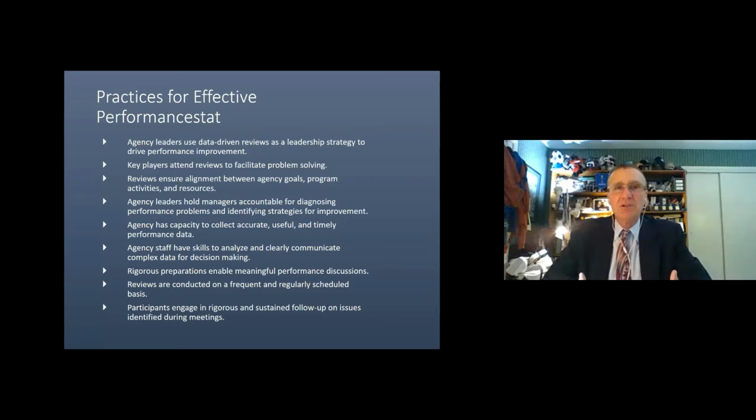First, as I've mentioned a couple of times, leaders are using it as a leadership strategy to drive performance improvement. If a leader doesn't want to use it, they can't staff it out. It can't be successful that way. They need to actually be personally invested in it. They make sure that they have all the key players at the meeting. They actually hold meetings. These aren't things where paper is just passed back and forth. There is a meeting where everyone gets together and they're all working the data together, and all the key players are present. They review the alignment between the goals, the activities and the resources, making sure that we're all pointing in the same direction. They hold managers accountable.